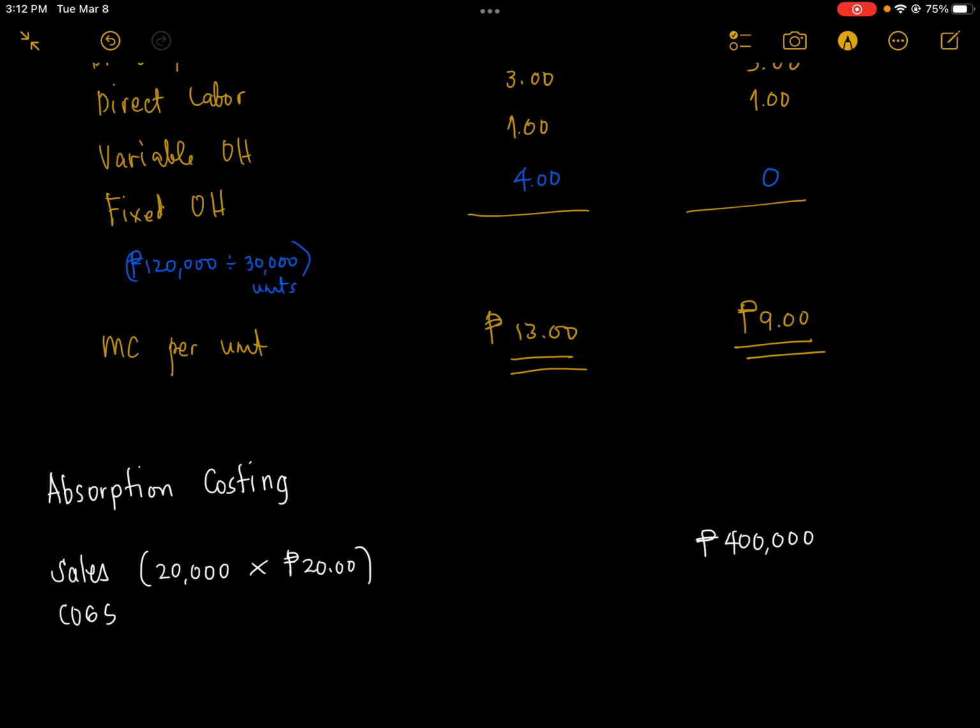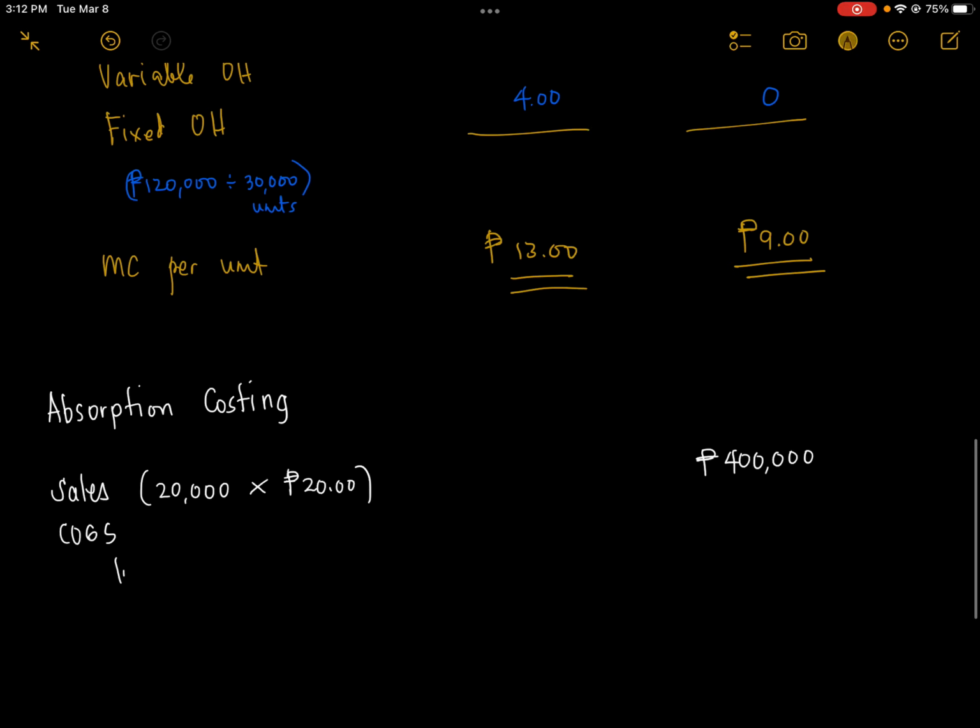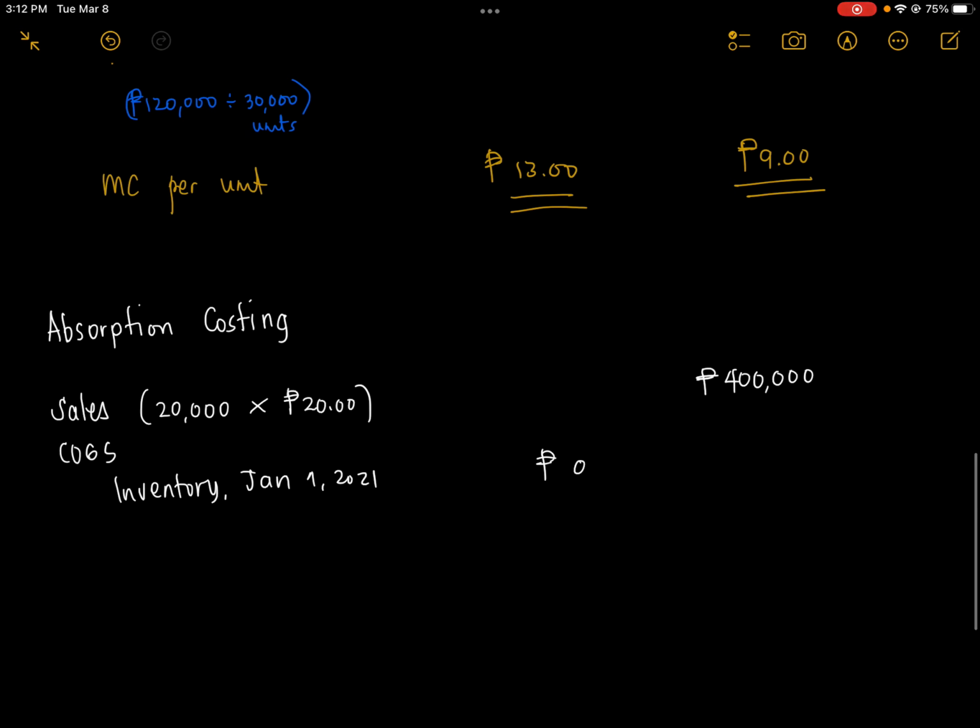For the cost of goods sold, we start with the beginning inventory, that is January 1, 2021. Of course, based on the problem, there is no value for that. The cost of goods manufactured is computed: 30,000 units were produced. Under the absorption costing, the manufacturing cost per unit is 13 pesos. Therefore, our cost of goods manufactured is 390,000.